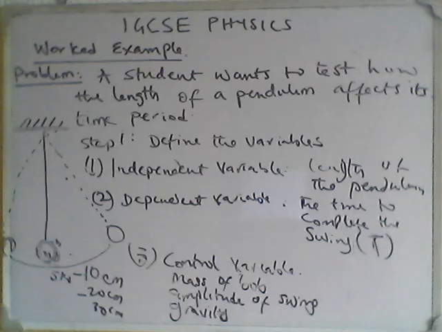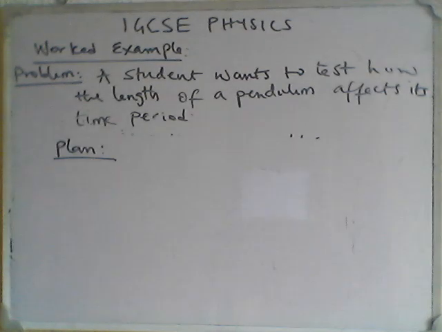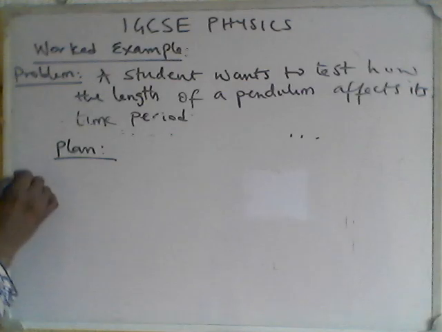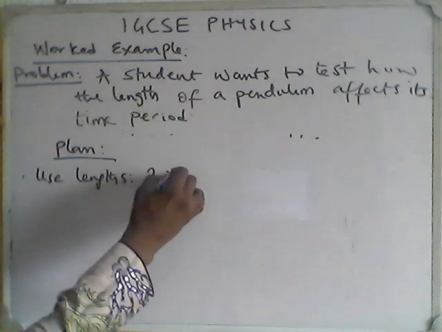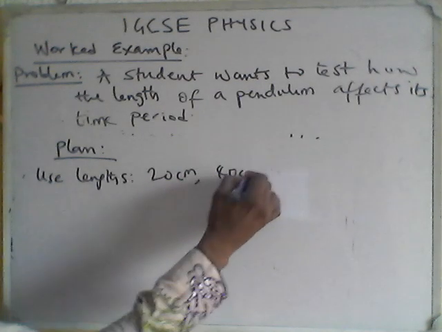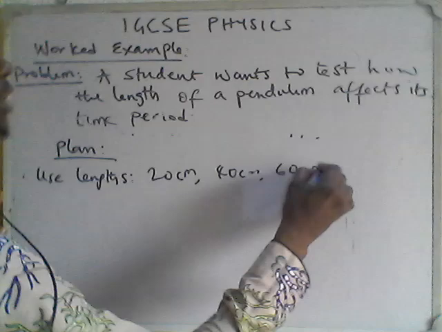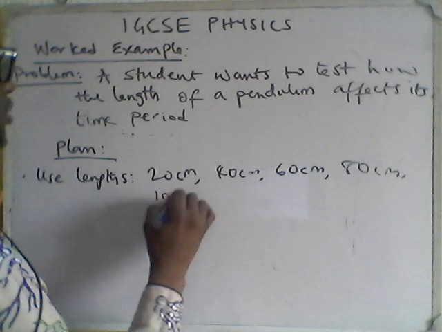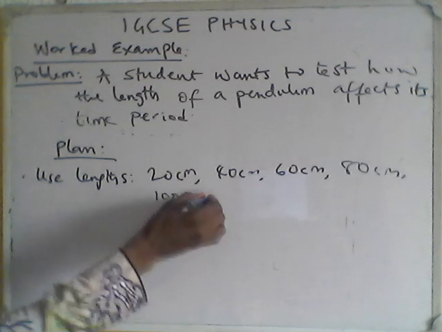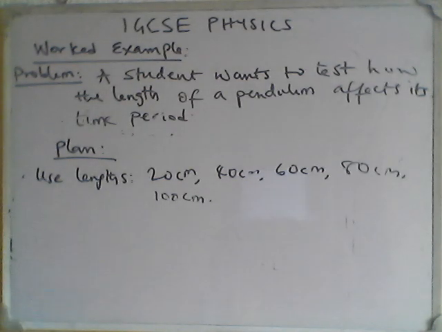Okay, so what is my plan for this experiment? For my plan, I'm going to use lengths of 20 cm, 40 cm, 60 cm, 80 cm, and 100 cm. So this is the independent variable. I'm going to be varying my lengths according to this.